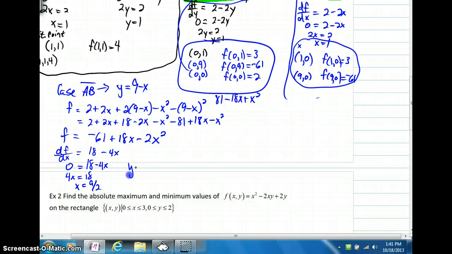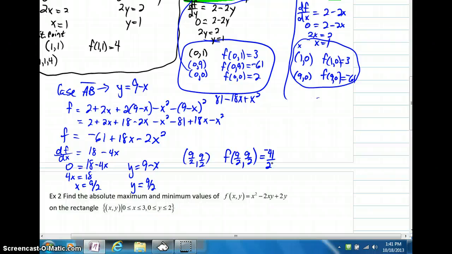To find out what y is, well, y is 9 minus x. 9 minus 9 over 2, well, 9 over 2 is 4.5. So you get 4.5 as well. So we have this point 9 over 2 comma 9 over 2, and f of 9 over 2 comma 9 over 2, you could substitute 9 halves in for x and for y into the original function. I'll leave that for you to do very quickly. You'd get negative 41 over 2.